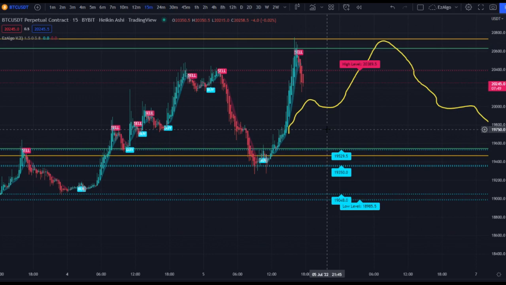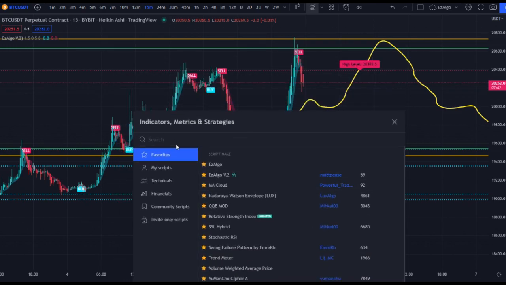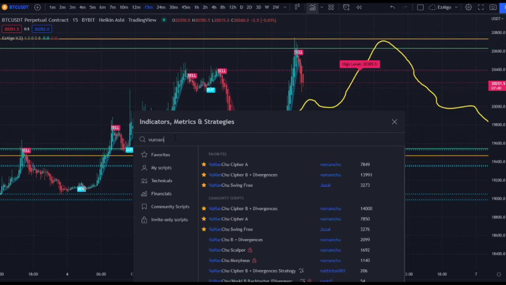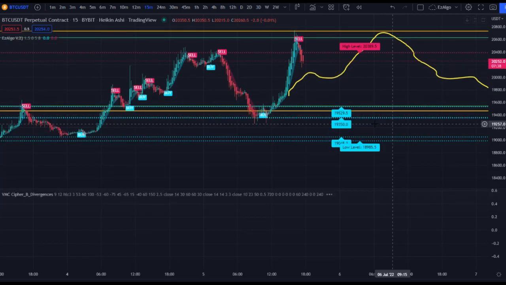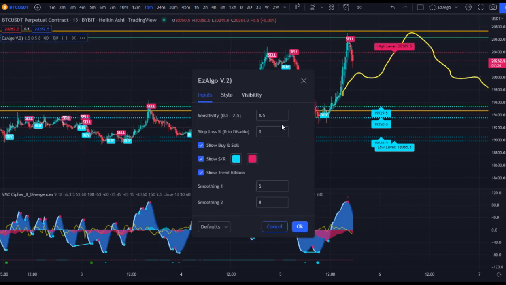I mean, look at this, right? Beautiful. Buy signal right here at support, sell signal right up here at resistance. And by the way, I used a 1.5 sensitivity for the 15-minute time frame, if you guys were wondering. Sometimes I'll use anywhere up to like a 2 on certain altcoins, but usually when I'm trading Bitcoin, I keep the 1.5 sensitivity on the 15-minute.